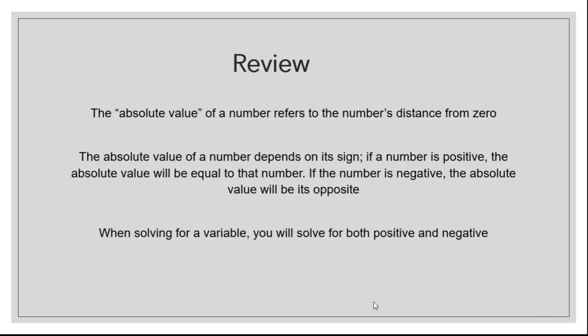Okay. So those are all my problems that I'm going to solve today. Just a little review. When we're talking about the absolute value of a number, we're talking about a number's distance from 0. The absolute value of a number is going to depend on its sign. If a number is positive, the absolute value will be equal to that number. If a number is negative, the absolute value is going to be its opposite.